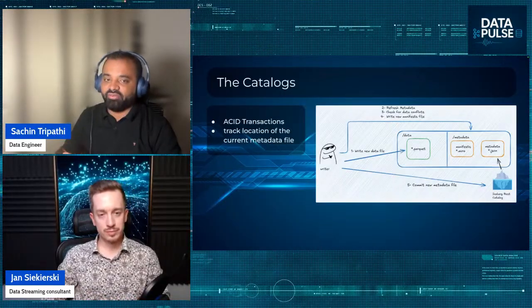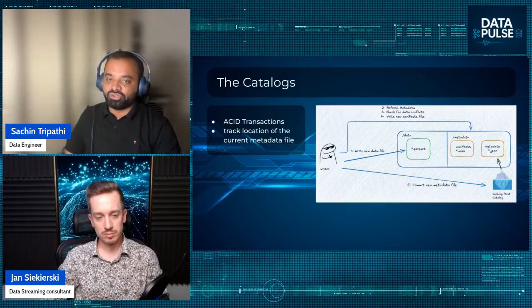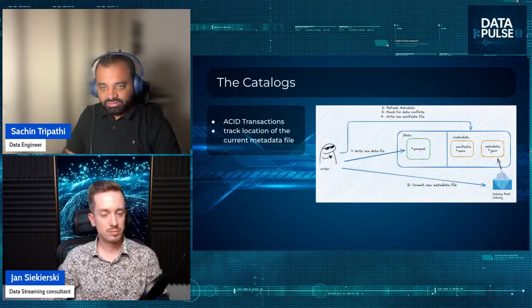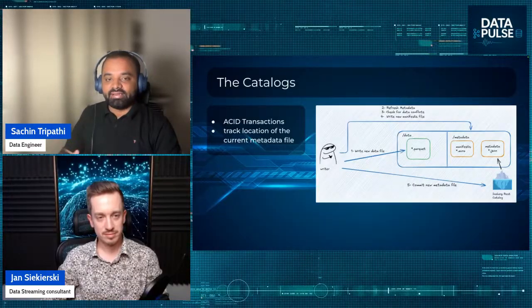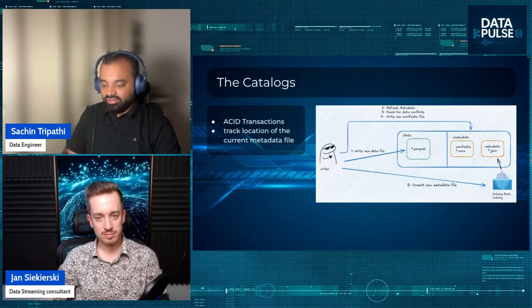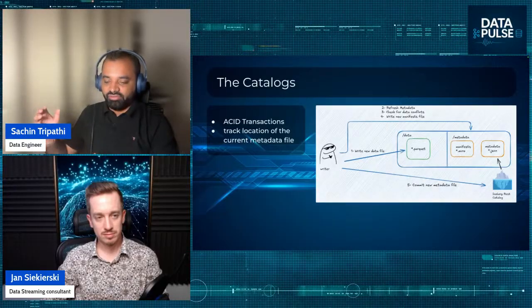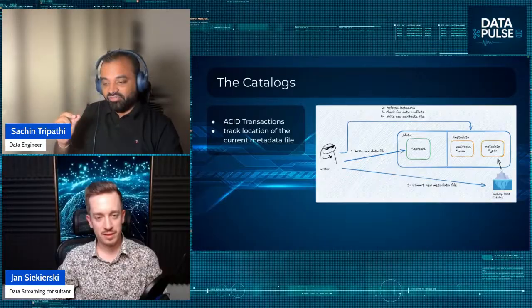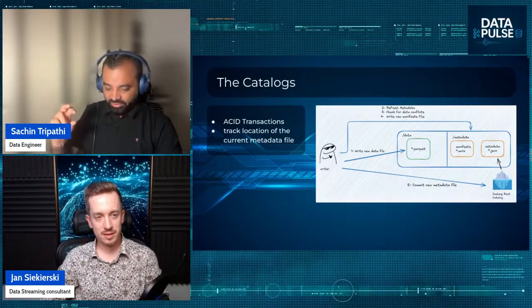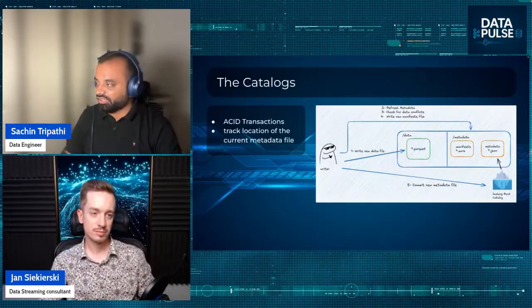But on a high level, what are catalogs? Why do we need catalogs, especially for Iceberg? We need catalogs to perform ACID transactions, and we'll discuss how that happens, but also to track the location of the current metadata file. The problem with object storage, especially S3 specifically, is that it does not have an if-not-exists style operation available. So what happens is, let's say there is a writer that is trying to write a new data file.